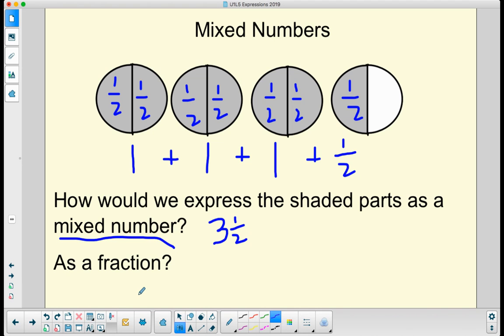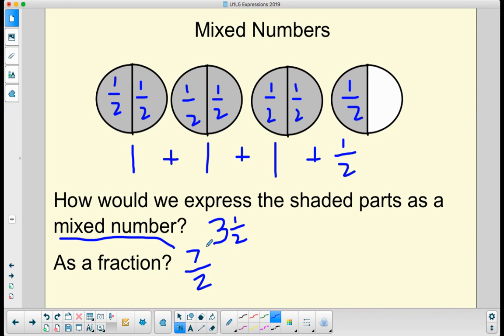Now as a fraction, well, we have 1 whole was 1/2 plus another half plus another half plus another half plus another half plus another half plus another half. That gives us 1, 2, 3, 4, 5, 6, 7 halves. Wow, I have 7 halves.